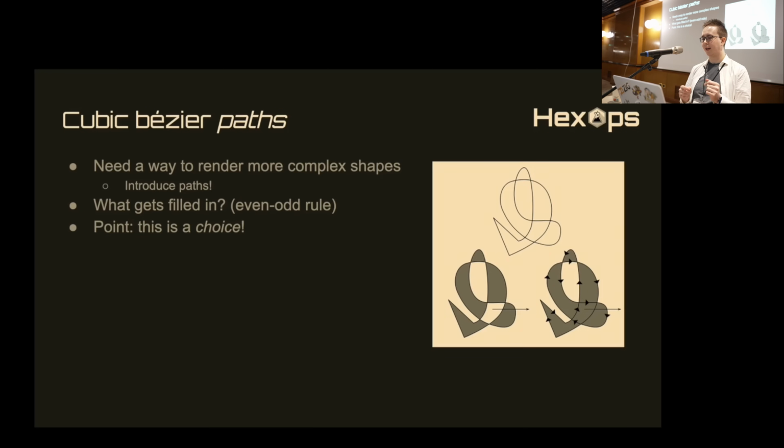You basically take any point within one of these and go to the right, and the number of times that you cross over that path, you just count that. And if it's odd, then you fill in that section, and if it's even, then you don't. My only point here is that this is a choice. This is a system that we've set up and constructed in software to render vector graphics.